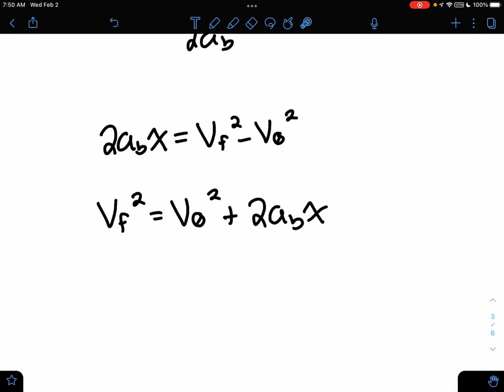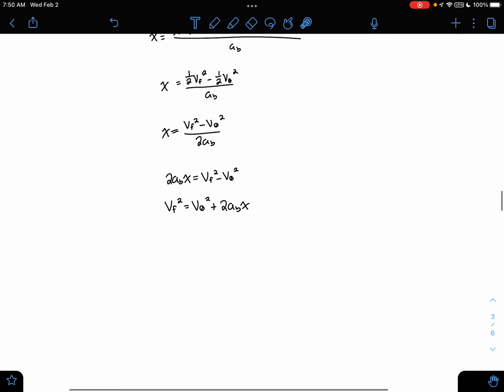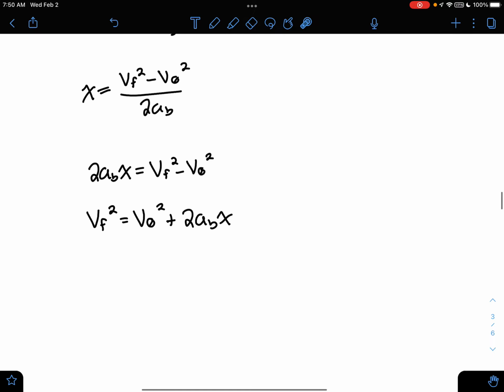Fun fact, that's an equation of motion that we're going to want to keep track of going forward, right? It's very useful to cut out that intermediate value of time, so we don't have to solve for that intermediate value of time, right?